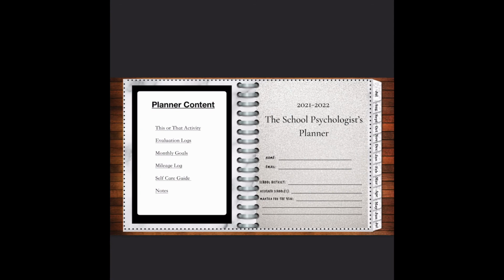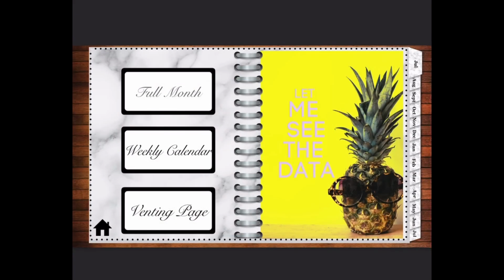So now that we went through the planner content, I'm going to go ahead and show you what your calendar months are going to look like. So now we're going to take a look at the months in the calendar. So basically, we start off with July and we end with July. And each month has a different theme.